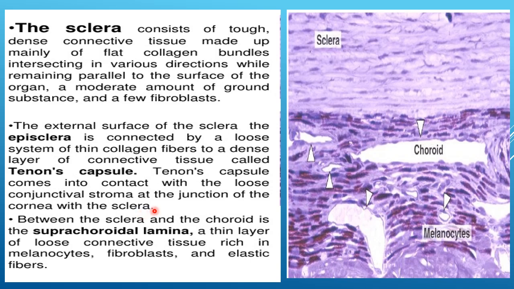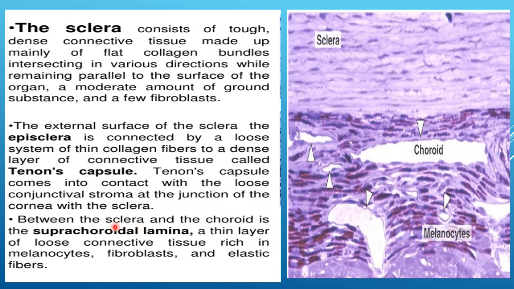stroma at the junction of cornea and sclera, that is the limbus. So at this corneoscleral junction, the Tenon's capsule connects the sclera through this episcleral layer to the conjunctival stroma.